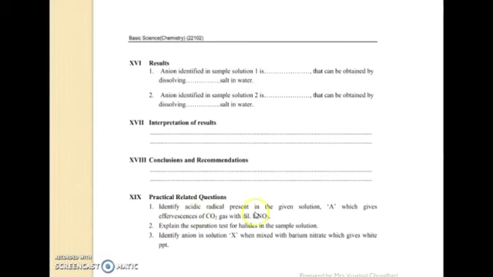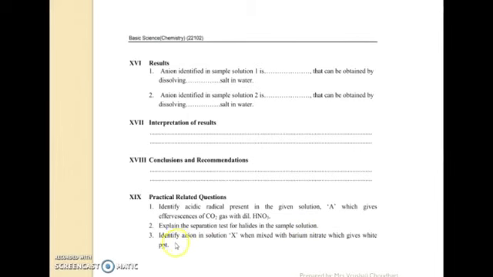These are the practical related questions. Identify the acidic radical present in a given solution which gives effervescence of CO2 gas with nitric acid: the carbonate group. Explain the separation test for halides in a sample solution. Chloride, bromide and iodide are called halides. They are separated by adding chloroform and chlorine water, and we observe the color.